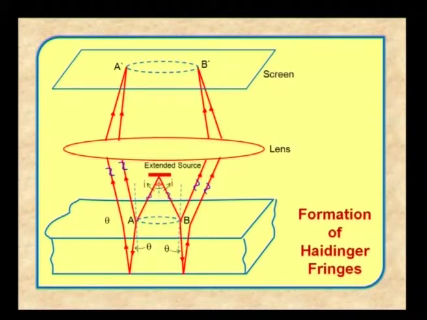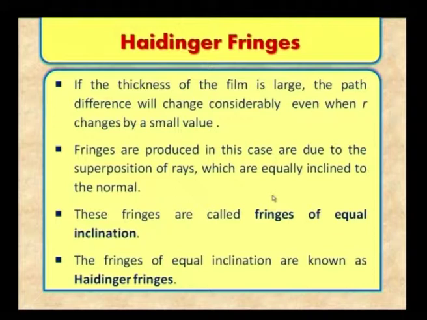To improve the intensity of these rings, you are making use of a lens, and therefore you have, if the thickness of the film is large, the path difference will change considerably even when R changes by a small value. Fringes produced in this case are due to the superposition of rays. As I told you, the two reflected rays interfere, or are getting superimposed, which are equally inclined to the normal. Because they have the same inclination, these fringes are called fringes of equal inclination.